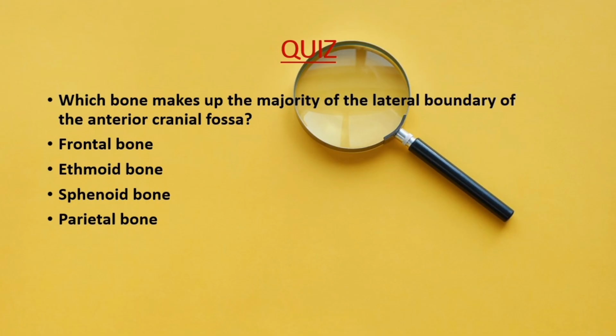Quick quiz: which bone makes up the majority of the lateral boundary of the anterior cranial fossa? Frontal bone, ethmoid bone, sphenoid bone, parietal bone.